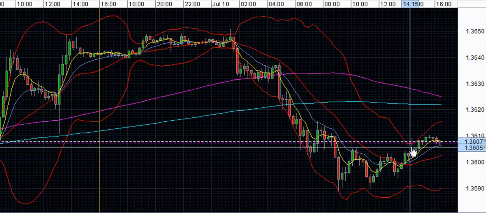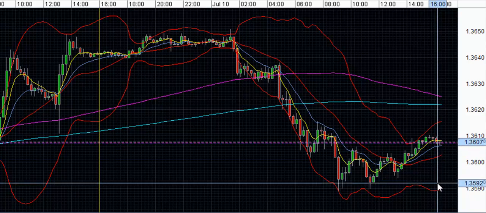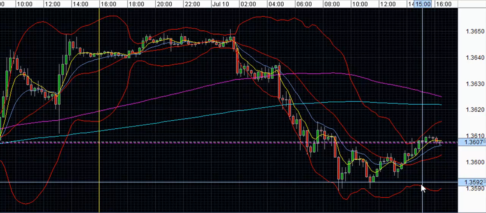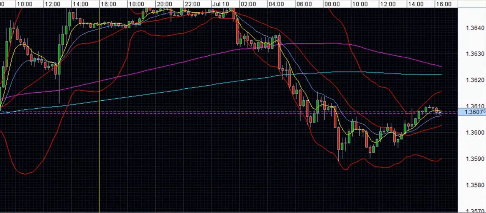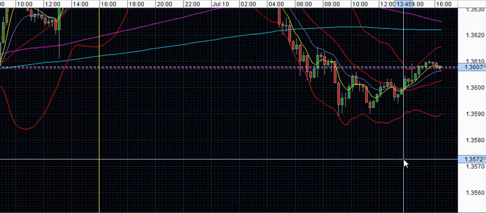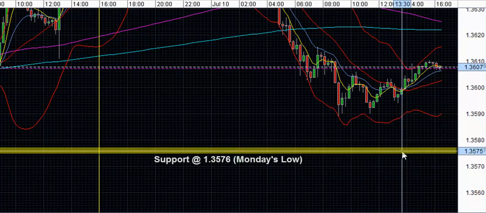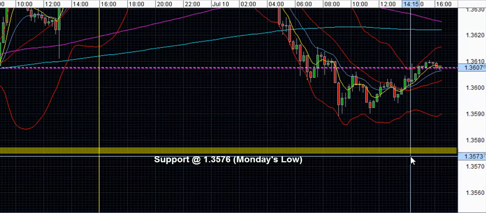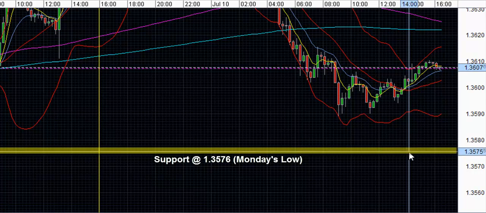So then, let's say price continues to fall, and let's say it breaks below today's low at 35.89. Now, if that happens, then we can expect price to make its way down to our next approaching support, which is at 35.76 or 35.75 area, which is actually our Monday's low. This is the low from Monday. So then if price breaks below 35.89, then we can expect to find strong support at 35.76.